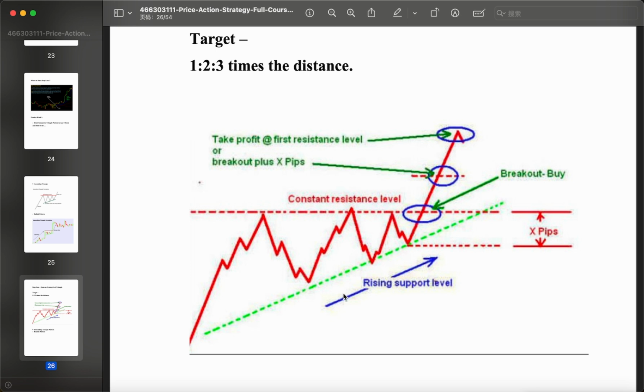So here you see this is a rising support level, and then if you are placing your bet after the resistance level, you should enjoy a greater profit since it's already breaking out.